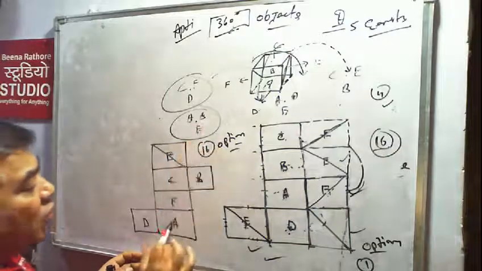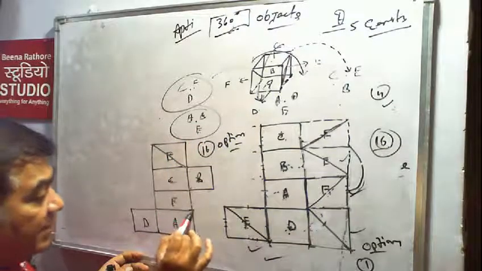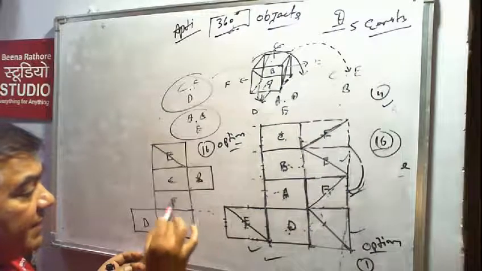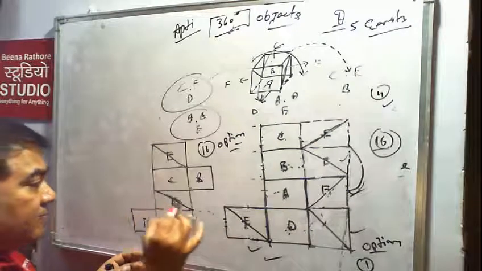ABF. So A, B would come in here in case. Okay? So this would be ABF. So this would be the diagonal.